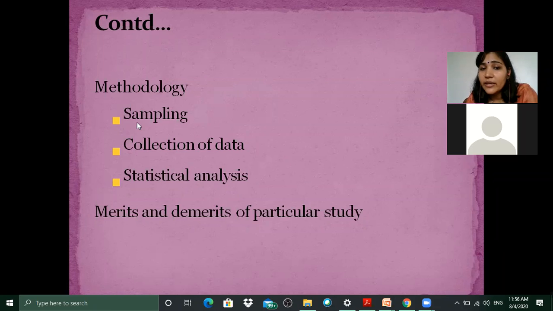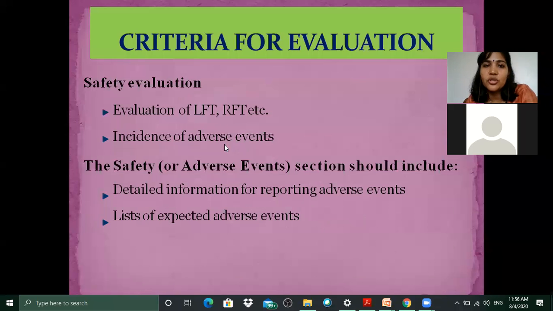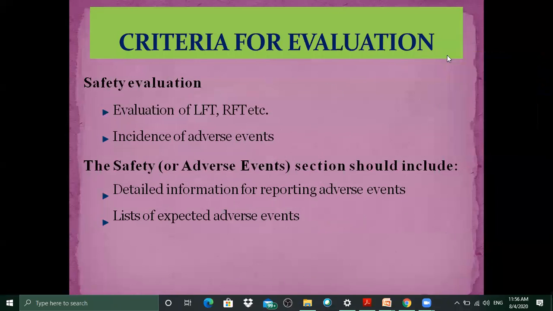Then how will you collect the data? How will you do the statistical analysis? All the methodologies have to be mentioned. Then next is criteria for evaluation.